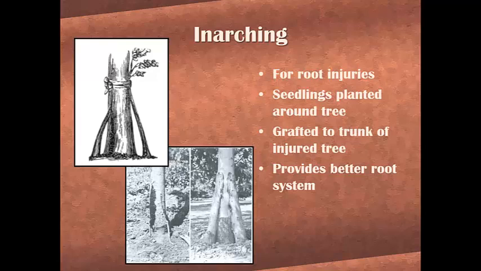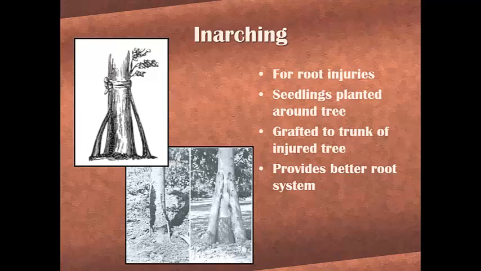So that's what you see in the picture on the top left there. They bend the seedling in and graft it to the trunk of the large tree, the injured tree. Once the graft union forms, the top of those seedlings is cut off, so all that remains is their root systems, but it has formed a successful graft union with the large injured tree. You're going to use several of them because, of course, your seedlings are a lot smaller with smaller root systems than the injured tree, and we need several of those to support it. But basically, this provides a better root system for that tree with the root injuries by inarching.